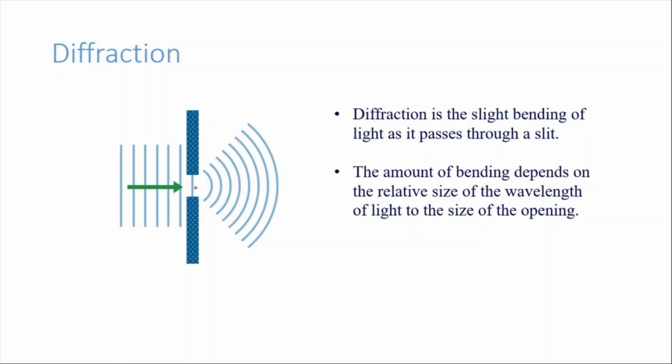The amount of bending depends on the relative size of the wavelength of light to the size of the opening. If the opening D is much bigger than the wavelength of the light, in this case no diffraction takes place. So they must be approximately equal to each other for the diffraction to occur.